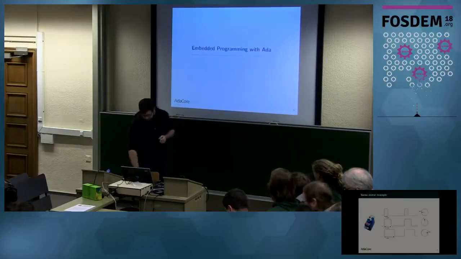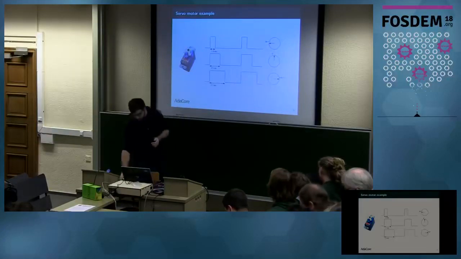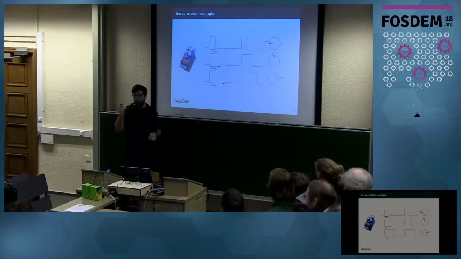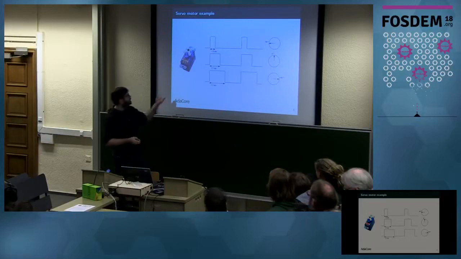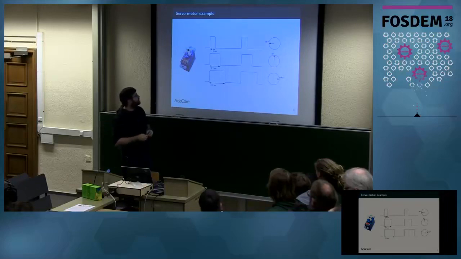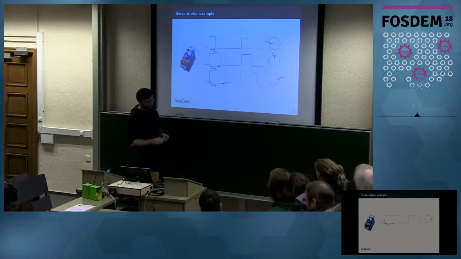So let's get started. To talk about embedded programming in Ada, I will take the example of a servo motor. So it's a little motor like this. You can set an angle. It's controlled via an electric signal with some pulses. If you put a 1 millisecond pulse, it will go 90 degrees to the left. 1.5 millisecond is the neutral position, and 2.5 is 90 degrees to the right.